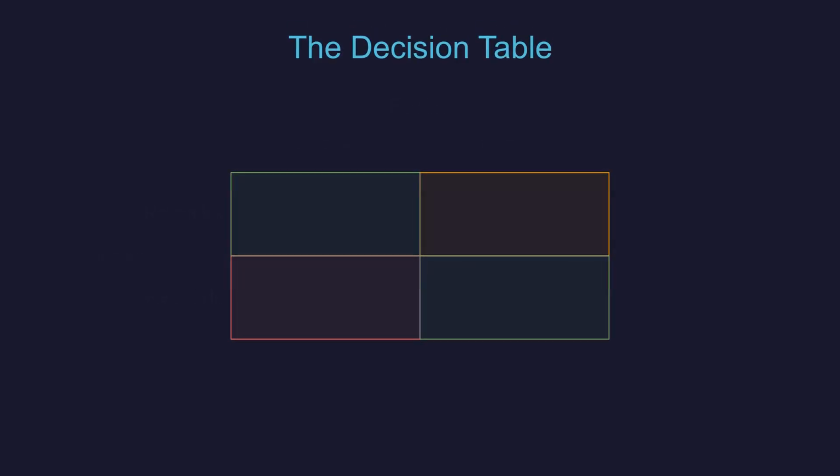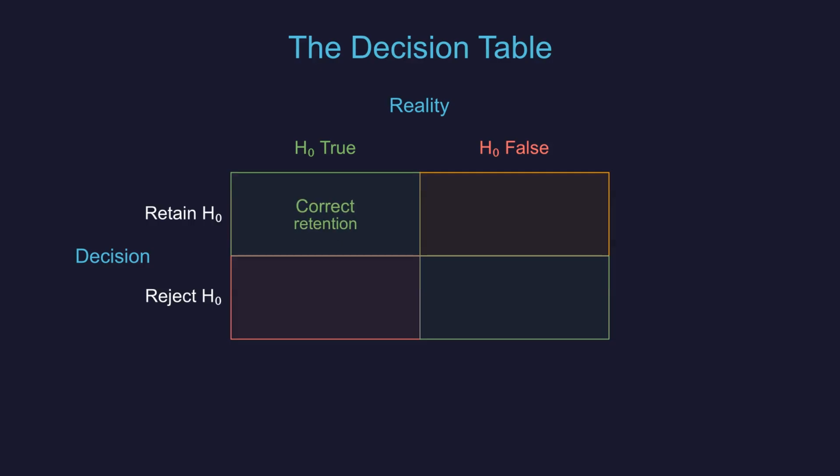Let's organize this in a decision table. The columns represent reality, whether H0 is actually true or false. The rows represent our decision, retain or reject H0. When H0 is true and we retain it, that's a correct decision. When H0 is false but we retain it, that's a Type 2 error with probability beta.